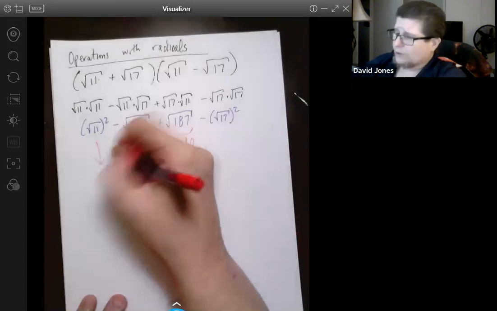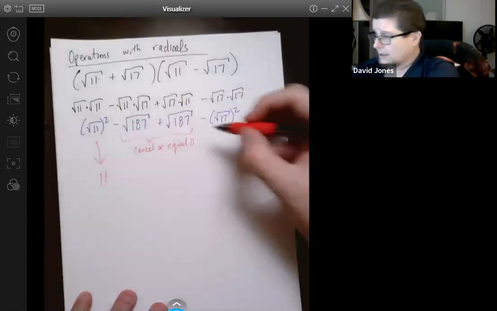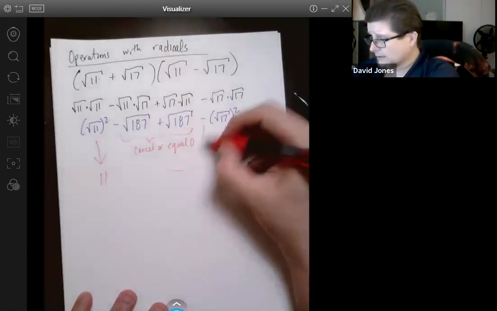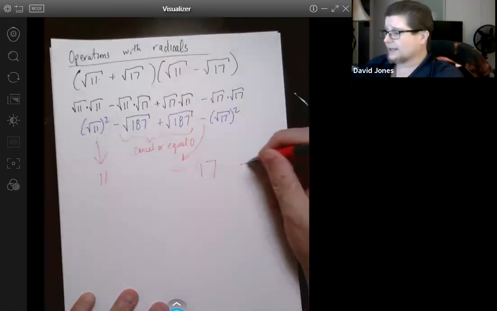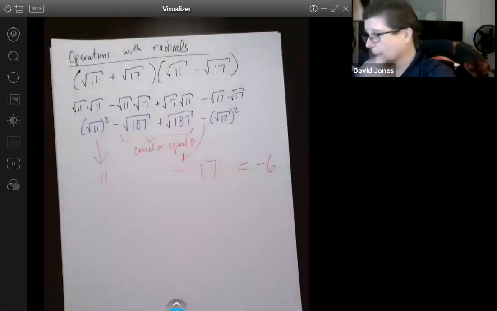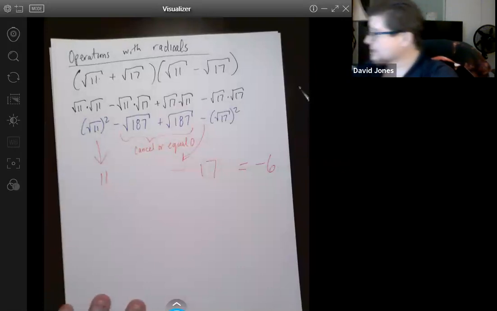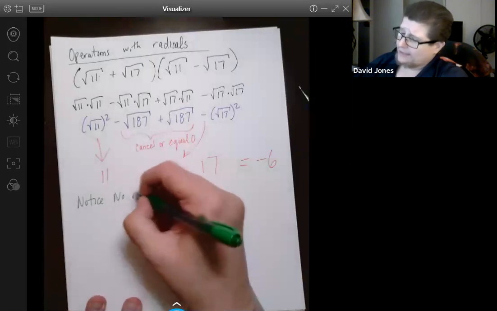So I've got square root of 11 squared is 11. And then minus square root of 17 squared is 17. 11 minus 17 is negative 6. Notice, no radicals left.